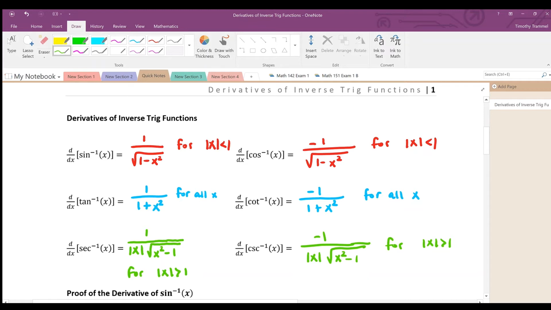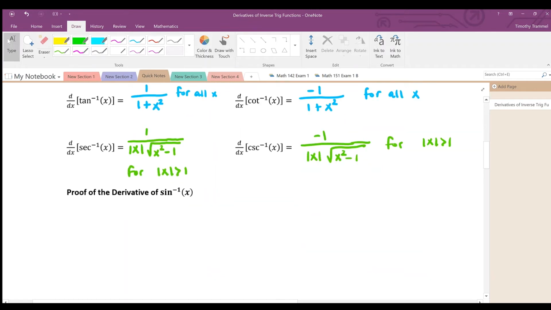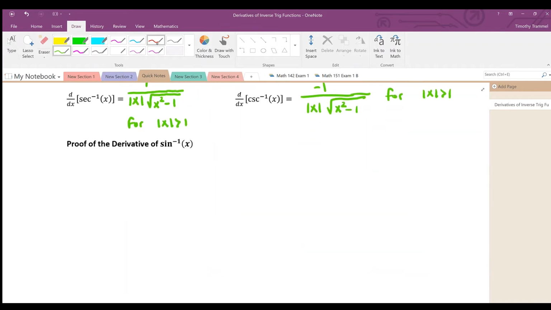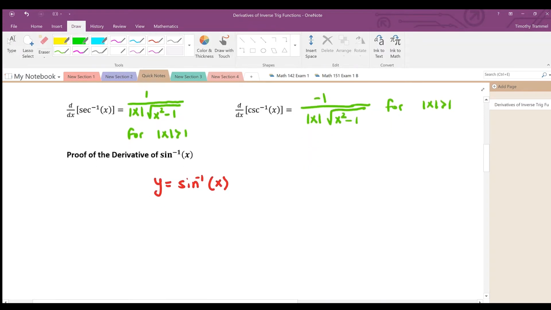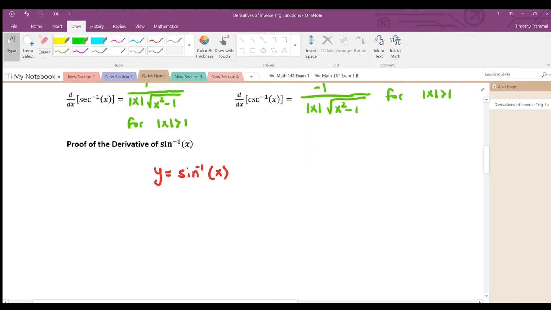Now that we have all these new formulas here, let's see where they come from. So what I want us to do is just start off with y equals sine inverse of x. We kind of know the derivative now, but if we were trying to come up with it, it might be helpful to note that if y equals sine inverse of x, then it must be true that sine of y is equal to x.